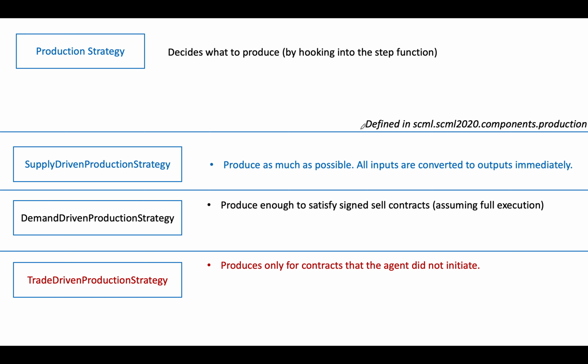Finally, there is the trade-driven production strategy, which is the most complex of them. It produces only for contracts that the agent did not initiate. So it acts like the demand-driven production strategy, but it ignores contracts that the agent has actually initiated because it assumes that these contracts are there because the agent needs these. So it should not add more production to achieve them.